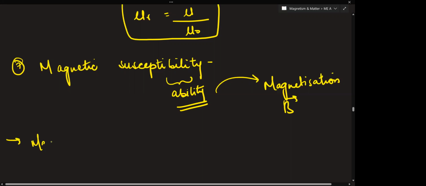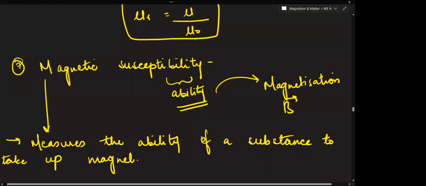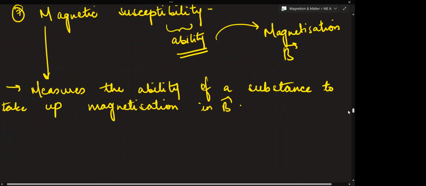It measures the ability of a substance to take up magnetization in a magnetic field. Now the formula for magnetic susceptibility, this is represented through the symbol chi.